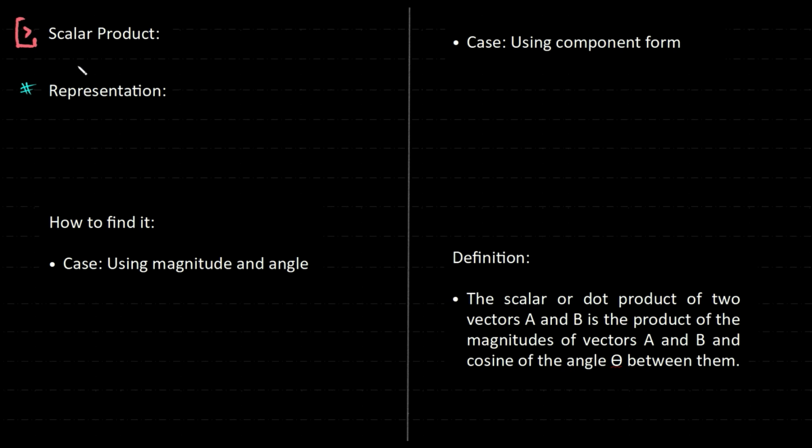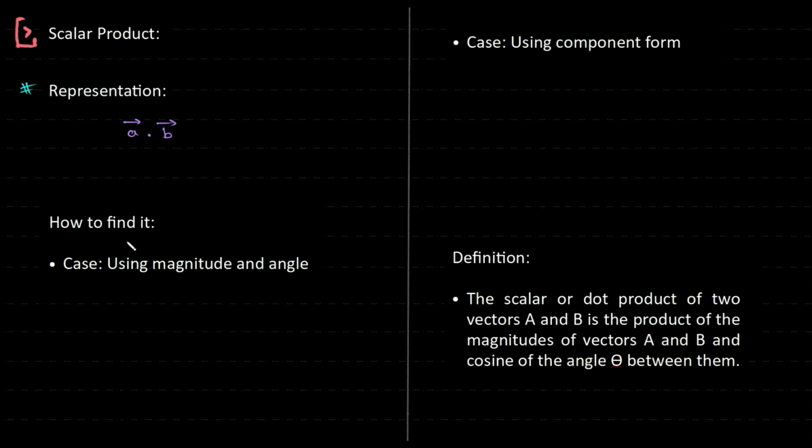Let's start off with scalar product. So we understand that when we multiply a vector and another vector and we end up with a number, it's known as scalar product. Okay. Now, how do you represent this? Given two vectors, A and B, if I know that this is a dot product or a scalar product, I just have to put a dot.